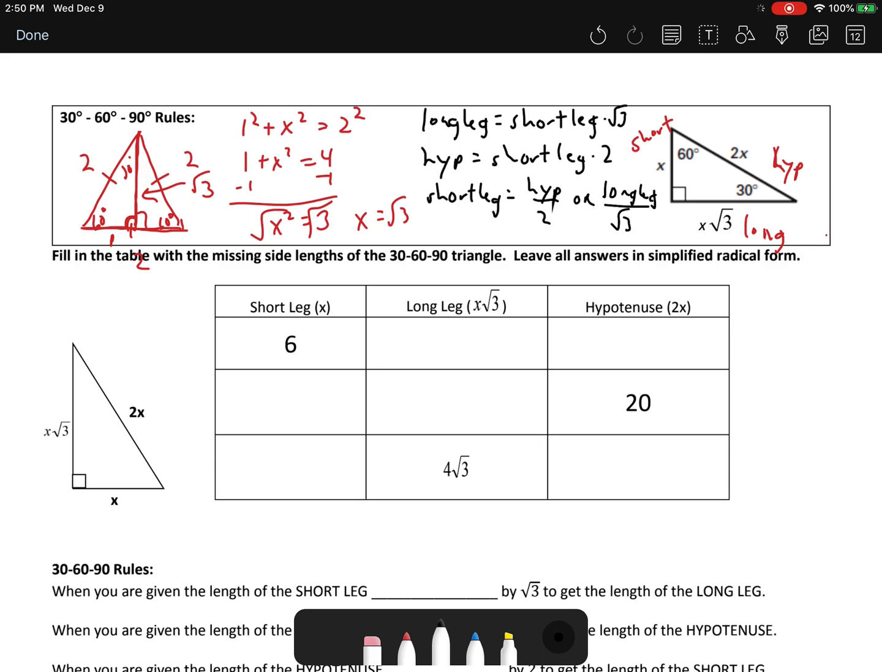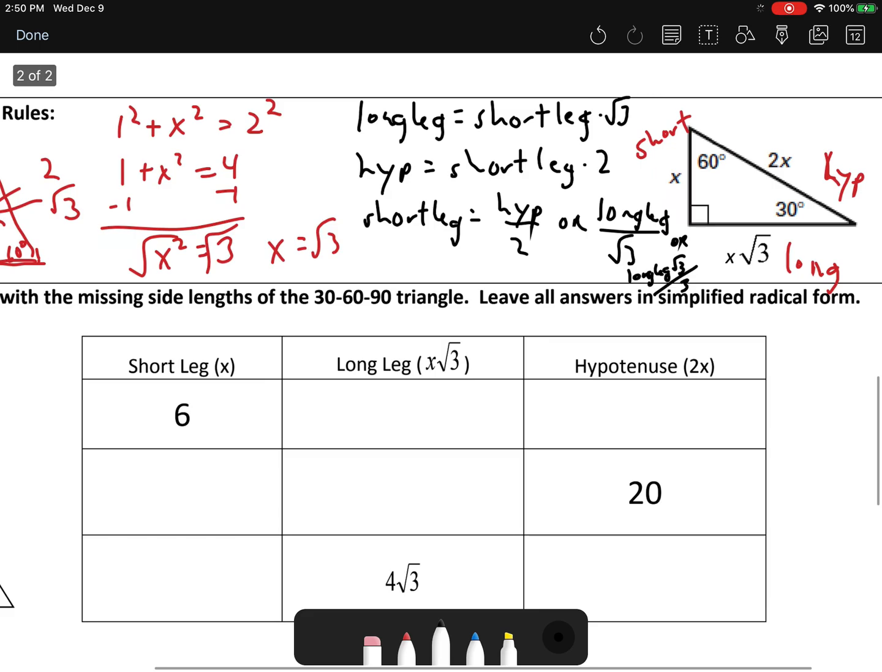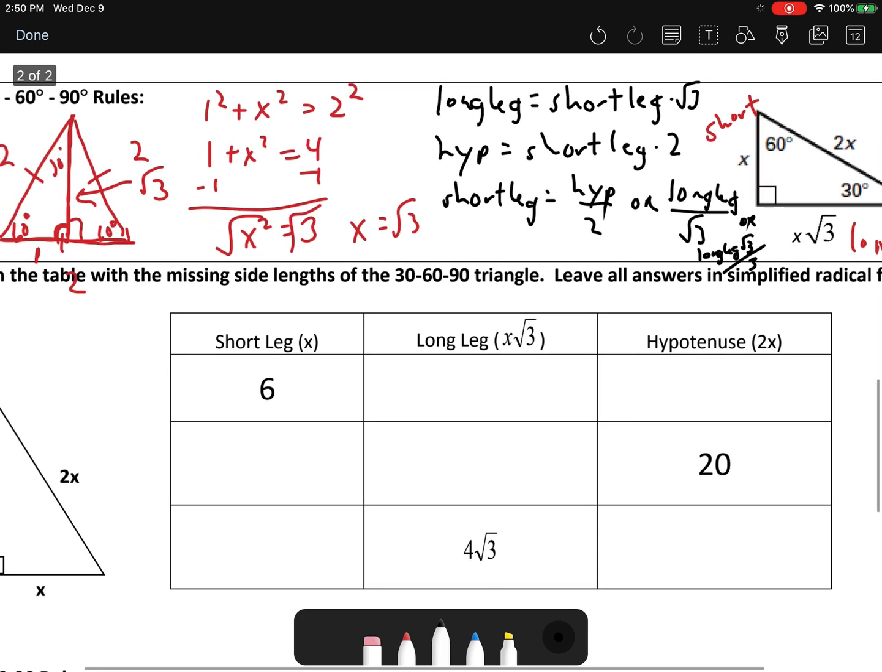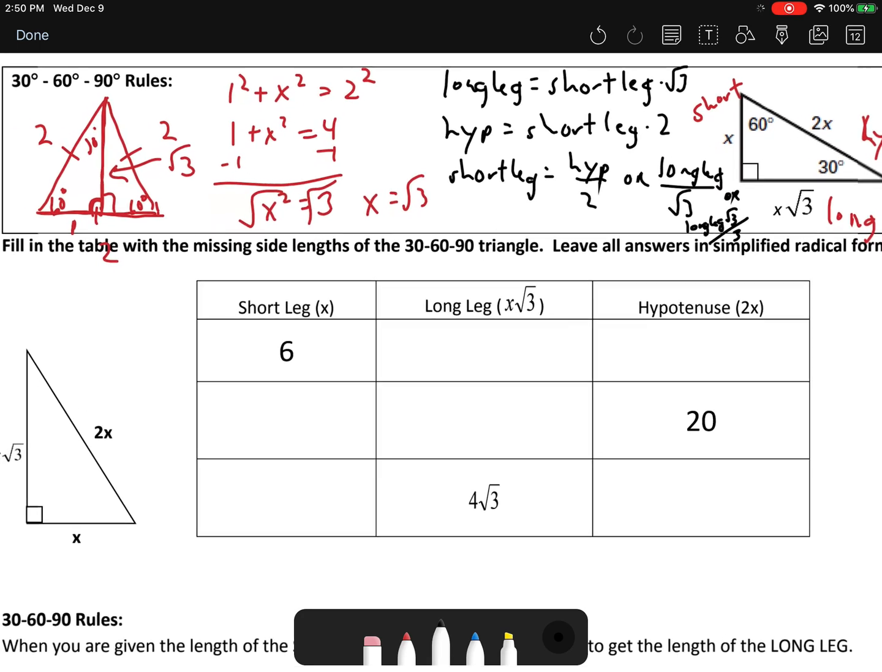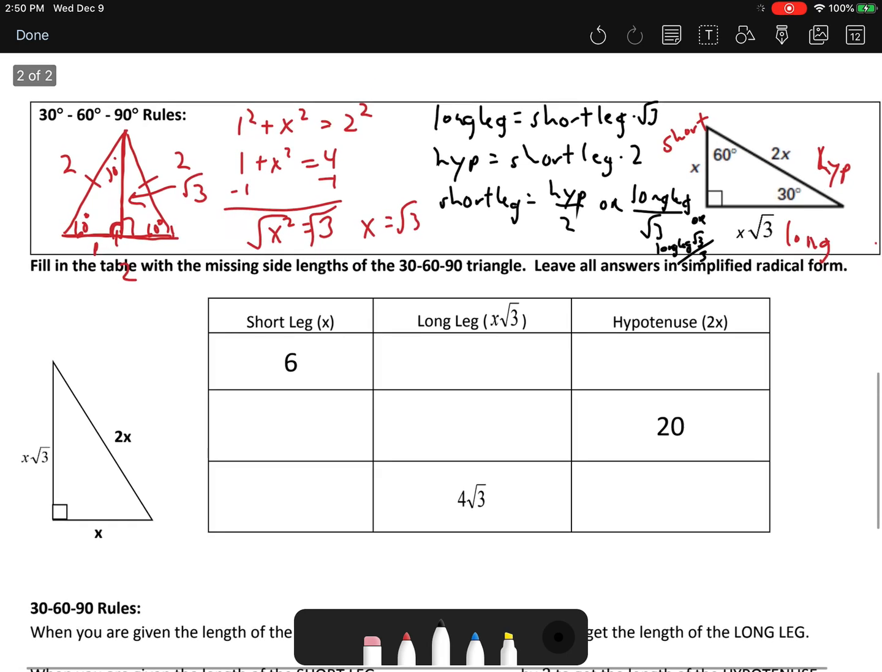Now that's an ugly answer. Now remember, we simplified it up above, and I could go through how to simplify it, but I'm just going to give it to you, okay? Or you could also say that it is long leg times radical 3 all over 3. So either one of those 3 formulas will give you the short leg. And once you have the short leg, you can double it to find the hypotenuse. You can find everything else.